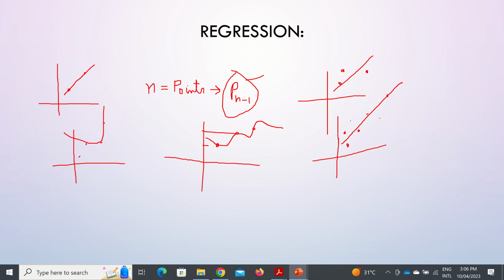That's the difference between the regression and interpolating polynomial. The second thing is, it's not important for a regression curve that it must pass through the given points. It is necessary for the interpolating polynomial that it must be satisfied by the given data, whereas a regression curve may or may not pass through the points. That's the main difference between regression and interpolation.